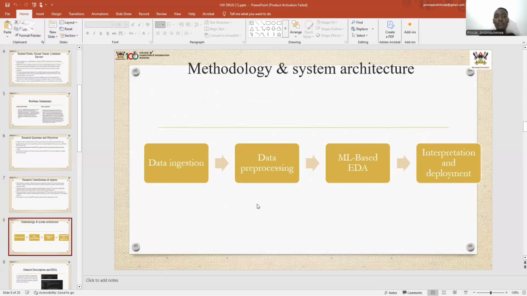These are the methods we are using and the system architecture. First, we are going to do data ingestion. We are going to bring the data into our system or our working area. Then we are going to pre-process it, remove the missing values, and change the data types so that the model can use the right data types. And then we are going to carry out a machine learning based EDA. Then we shall carry out interpretation and deployment.